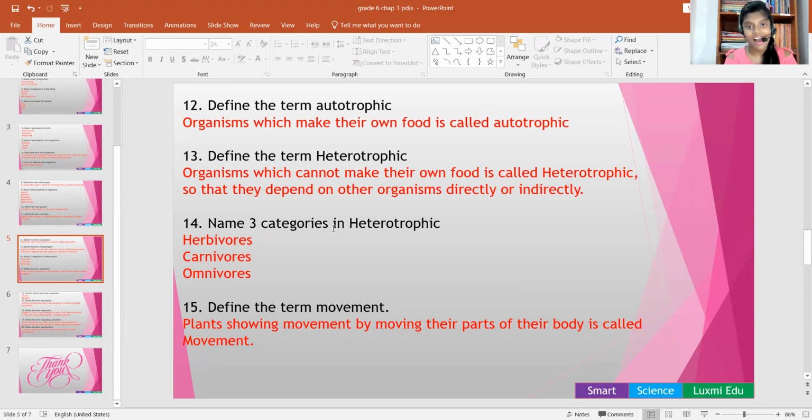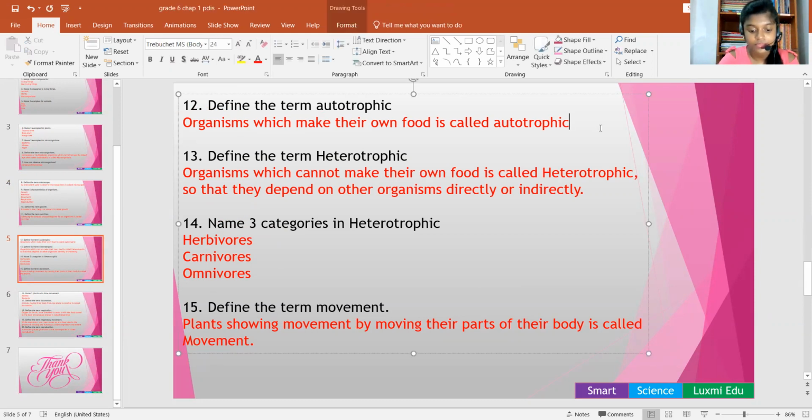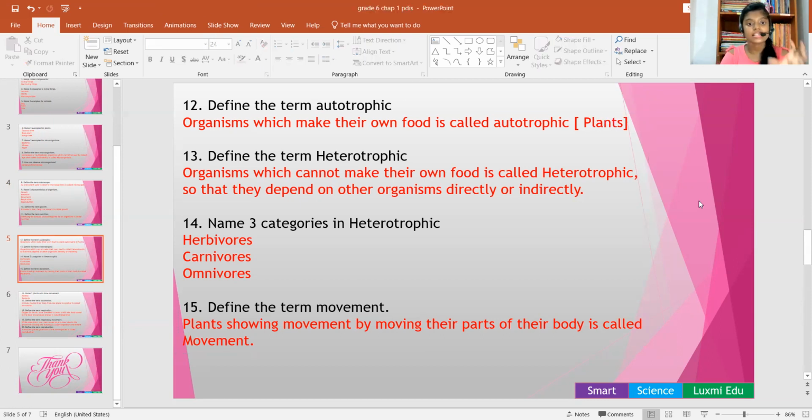So only plants. Okay, if you want, you can write within brackets, plants. Plants are the ones who produce their own food. Then heterotrophic, define the term heterotrophic. Organisms which cannot make their own food are called heterotrophic, so they depend on other organisms directly or indirectly. It's called heterotrophic.